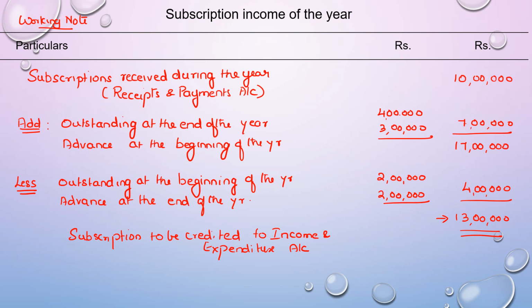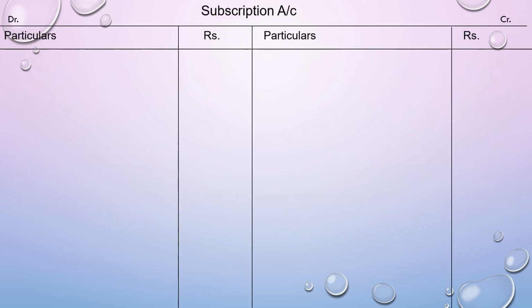Now the same question, if we are going to prepare a subscription account, then how would it look? Let us do the same thing. The account format. So we prepare the subscription account. Debit and credit on either side because it is an account. Particulars, rupees, particulars, rupees. No date column because we don't have those details. You can put the date column for the details of 1st April and 31st March. Other than that, we don't have details. Now, let us start.